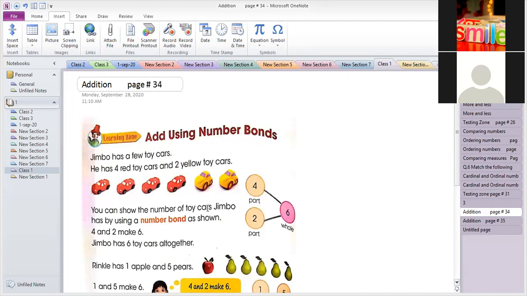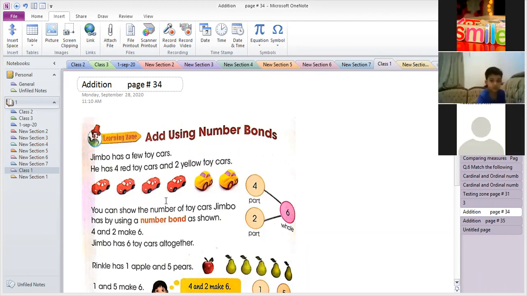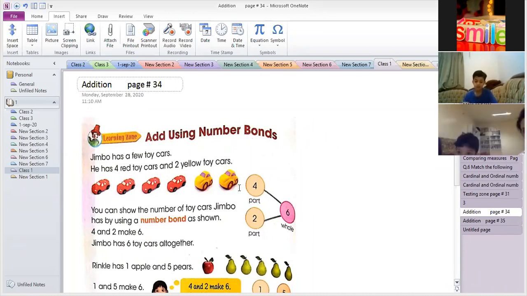4 and 2 make 6. If I ask you how many total cars there are, you will say, sir, there are 6. So you will count one, two, three, four, five, 6. So there are 6 toy cars in total, right? 4 are red and 2 are yellow.